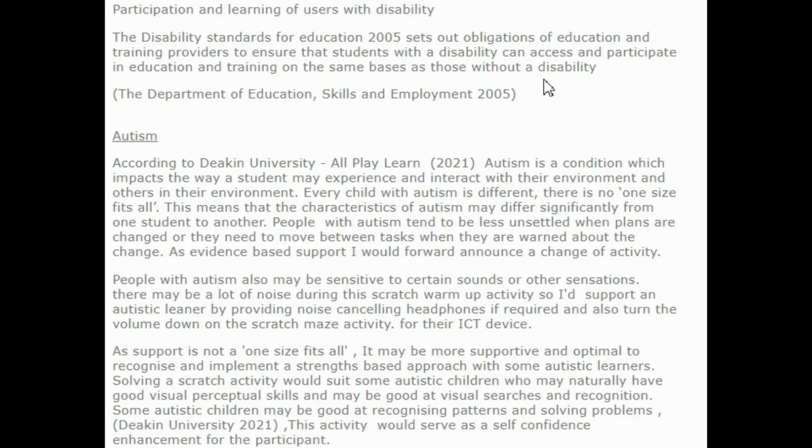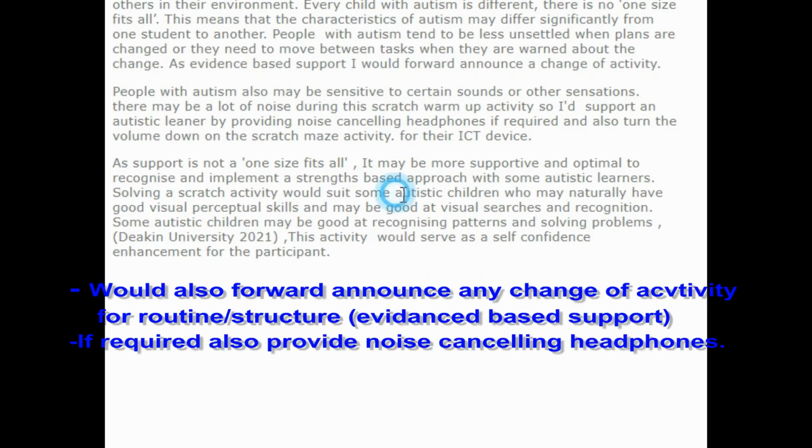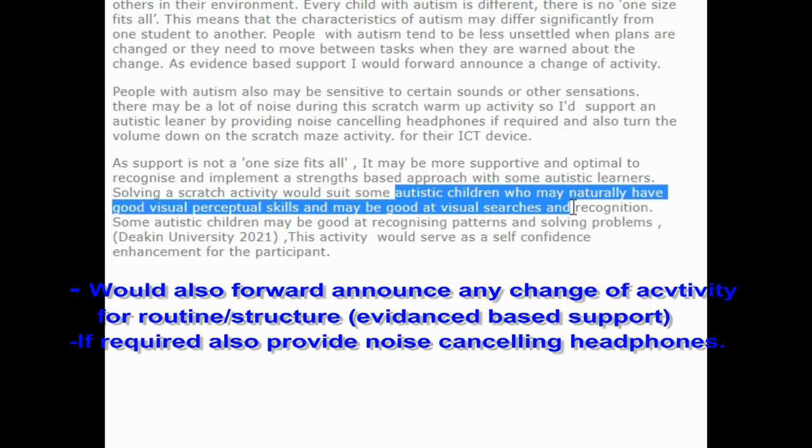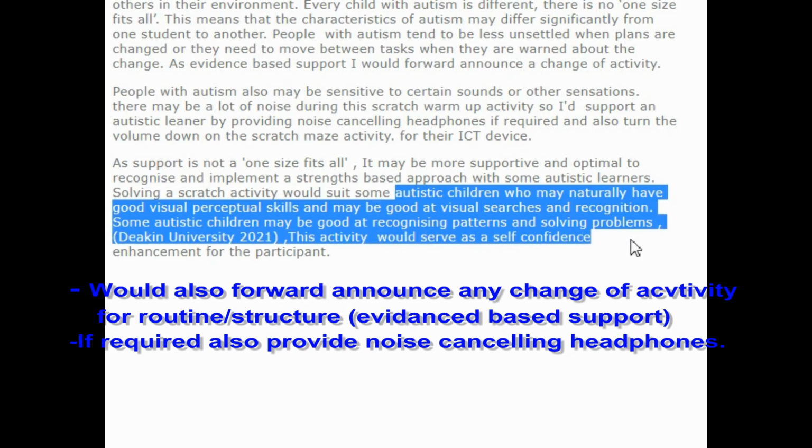Okay, so looking at learners with disability, according to Deakin University, autism is a condition which impacts the way students may experience and interact with their environment and others. And how I can support my autistic student is that I will take a strengths-based approach. Autistic children may naturally have good visual perception skills and visual recognition. So in this instance, using a maze and being able to effectively recognize patterns and solve problems would act as a confidence building exercise for that participant.